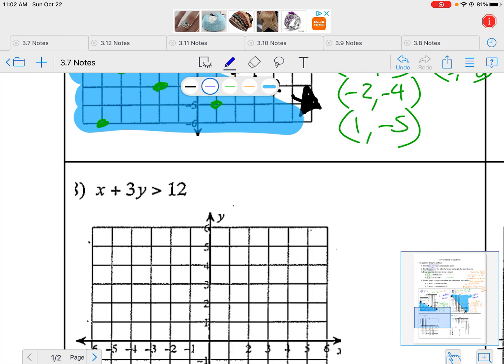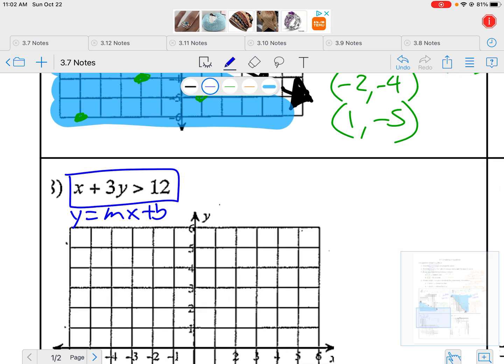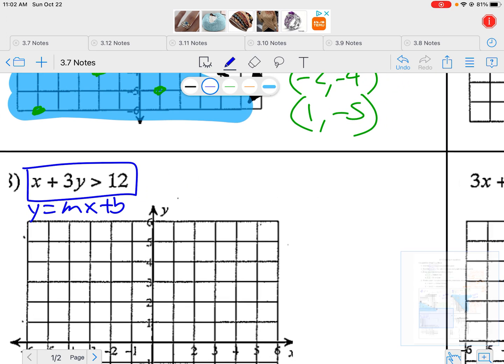So we've got to look here first. What they gave us was not y equals mx plus b. So we're going to have to do a little bit of math first before I can graph this line. So if you remember the last set of notes we did, if I rewrite my problem, it's greater than 12. I need to flip the sign of my x term.